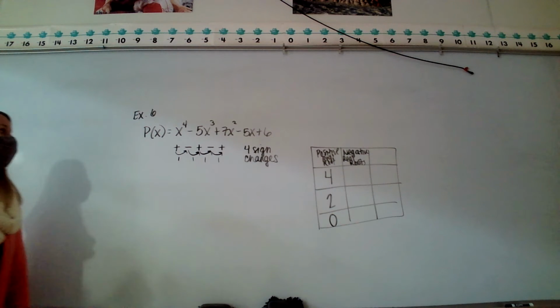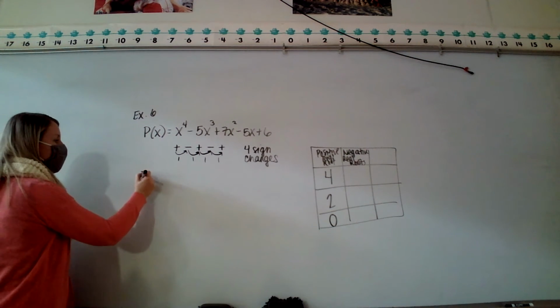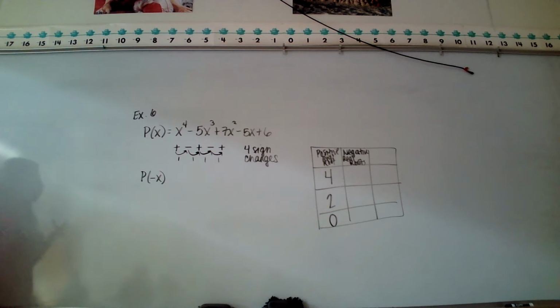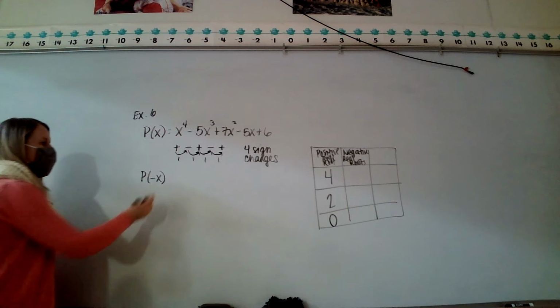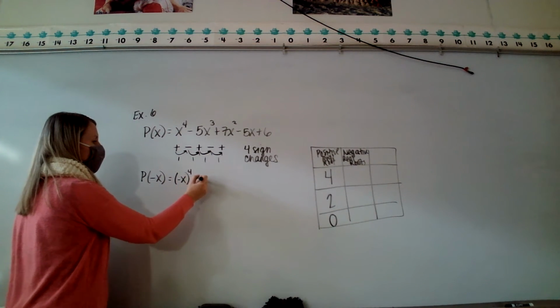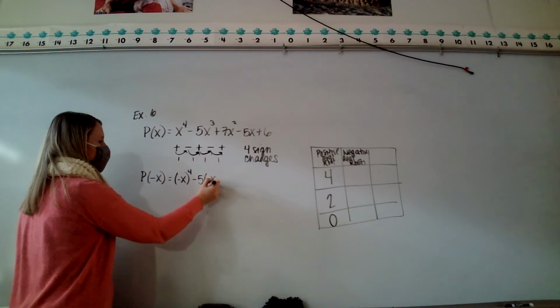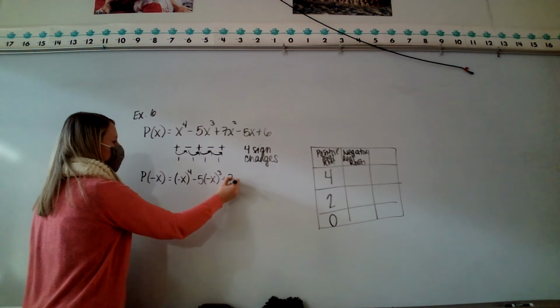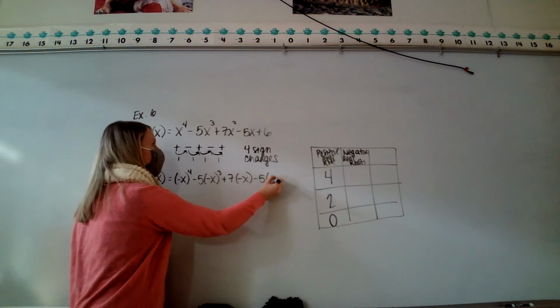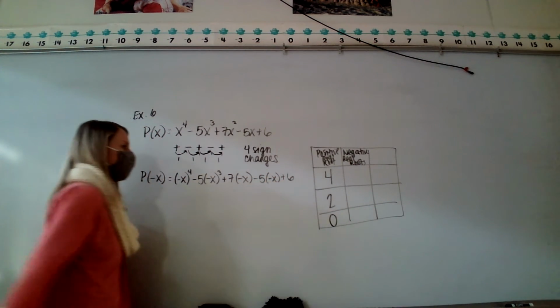So to do the negative real roots, you're going to do P of negative x. This one, it's not long. You don't have to put too much thought, but you do have to think a little bit. So just think about replacing x with negative x. You would have negative x to the 4th minus 5 times negative x to the third plus 7 times negative x minus 5 times negative x plus 6. Okay, a bunch of stuff.